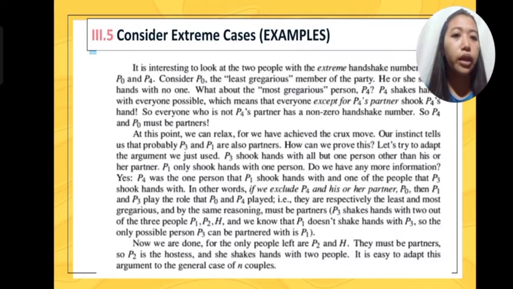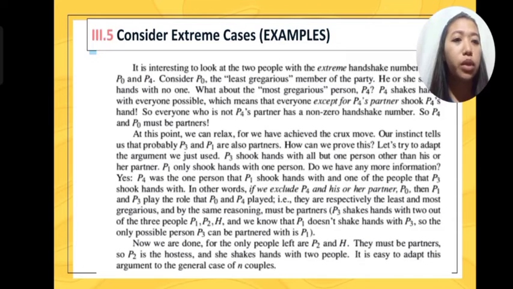At this point, we can relax for we have achieved the crux move or the most important point at the issue. Our instinct tells us that probably P3 and P1 are also partners. How can we prove this? Let's try to adapt the argument we just used. P3 shook hands with all but one person other than his or her partner. P1 shook hands with one person.